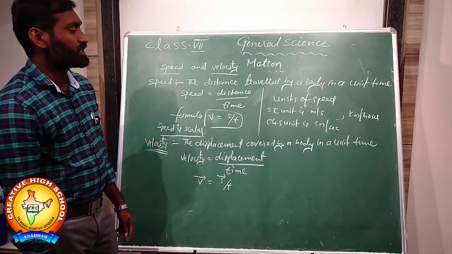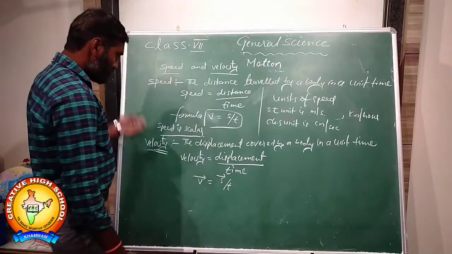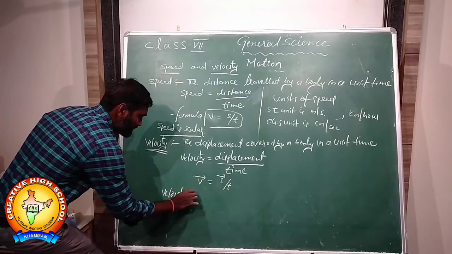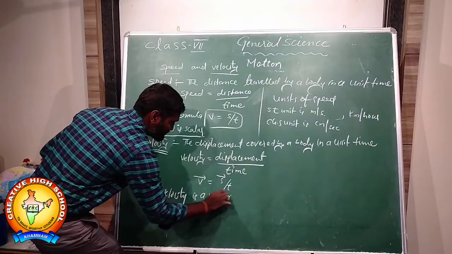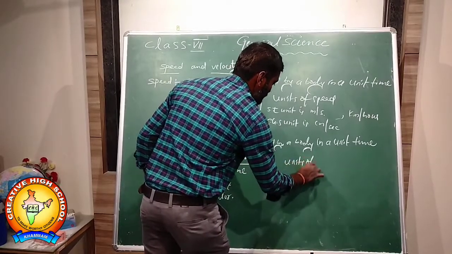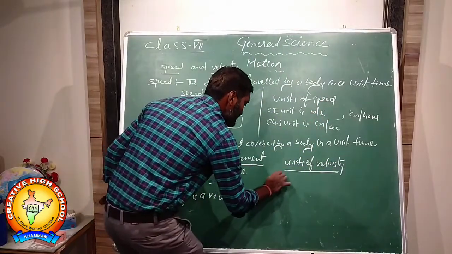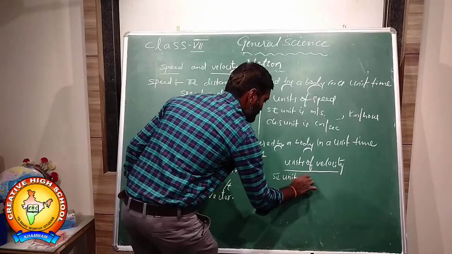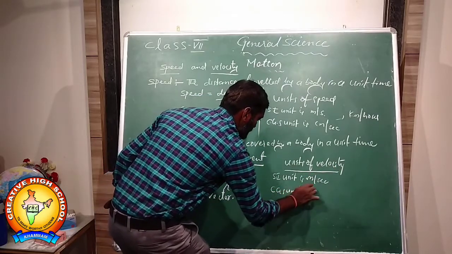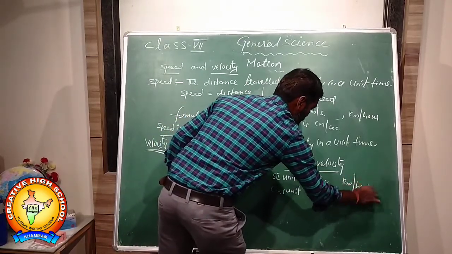So the SI unit of speed is meter per second, the CGS unit is centimeter per second, and another unit is kilometer per hour. Velocity is a vector quantity. The units of velocity are the same as speed. The SI unit is meter per second, the CGS unit is centimeter per second, and another unit is kilometer per hour, which is also a unit of velocity.